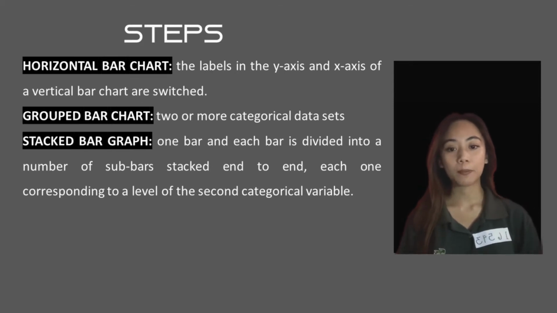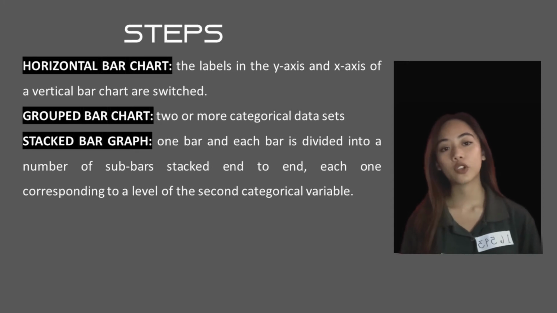Similar steps are applied for the other types. However, it is important to note that for a horizontal bar chart, the labels in the y and the x-axis of a vertical bar chart are switched. And for a group bar chart, there should be 2 or more categorical data sets being represented. And of course, for the stacked bar graph, there are also 2 or more categorical sets being represented.